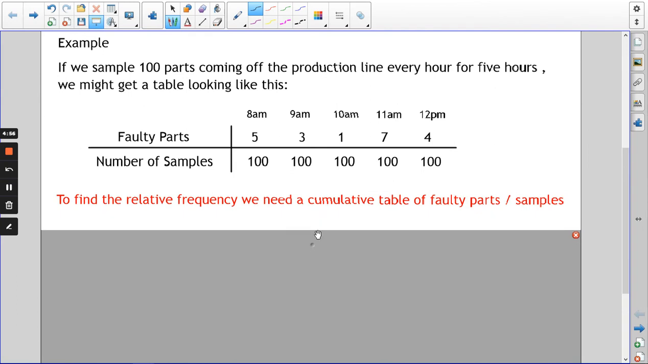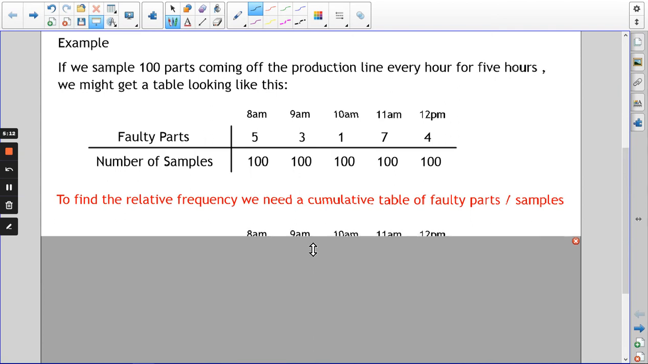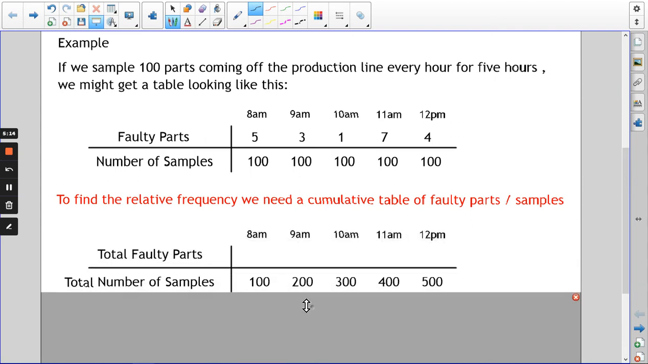Okay, so what we need to do with this data is make it cumulative. Remember, cumulative is when you add up as you go along. So I get the total number of samples and the total number of faulty parts. Okay, and by the end of it, I should have a fairly good estimate of what my machine is doing.